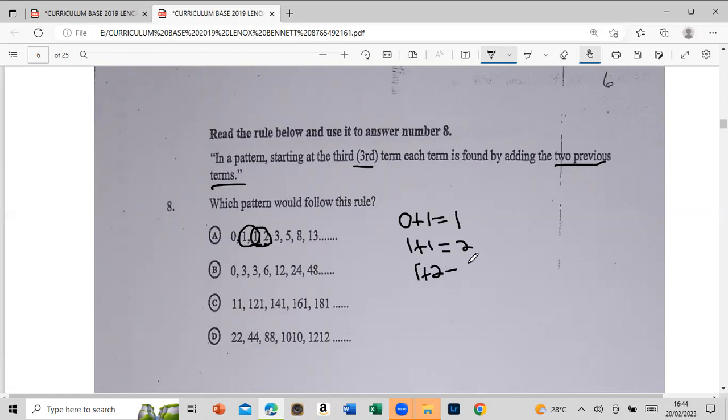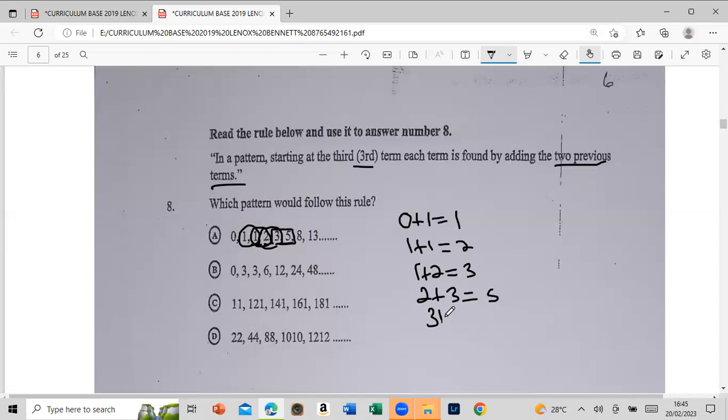But don't just assume that it's it. Work it out to the very end. Alright guys, the next number is 5. So 2 plus 3 is indeed 5. For the next number, 8, 3 and 5 should give you this. So let's check. 3 plus 5 is indeed 8.